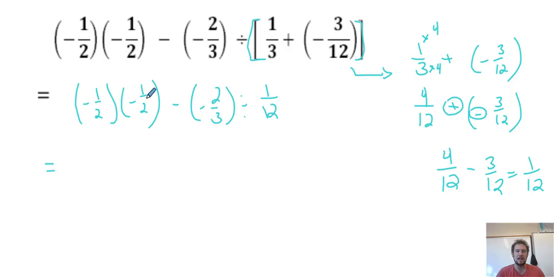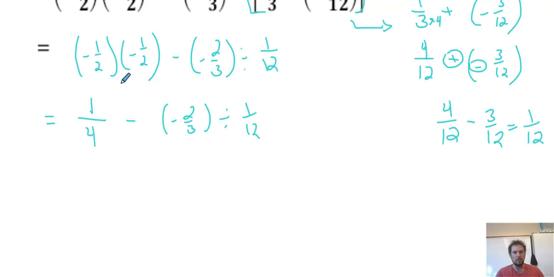Negative 1/2 times negative 1/2. A negative and a negative gives me a positive. And as I multiply across the top, I get 1. And as I multiply across the bottom, I get 4. So 1 over 4 minus negative 2 over 3 divided by 1 over 12. All right, so then we just keep going.